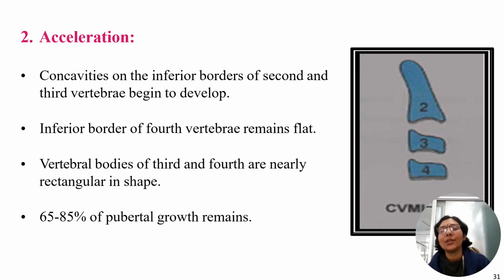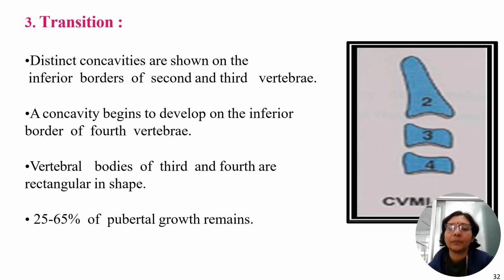Okay, then we have acceleration, where you can see the concavities are seen at the lower border of second and third vertebrae. Right? So the inferior border of the fourth vertebra still remains flat, and these start becoming slightly rectangular from the wedge shaped as we had seen in stage 1. So this is the stage where 65 to 85% of pubertal growth is remaining.